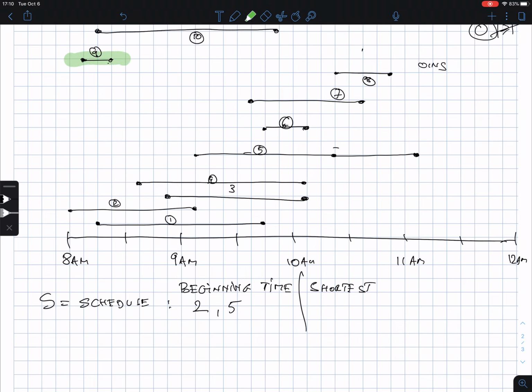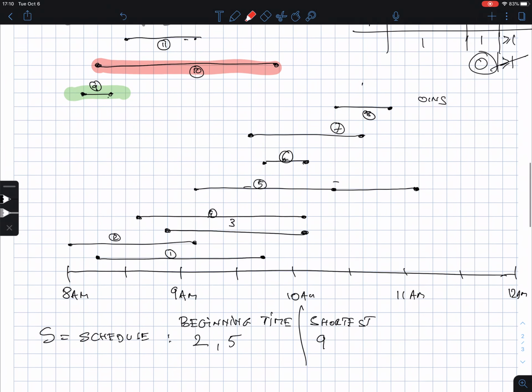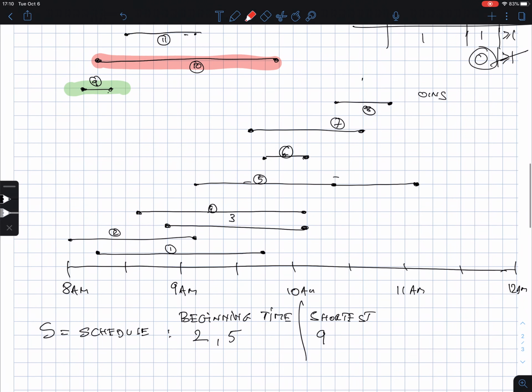So this is green. 9 is the shortest talk. And red will be now those that are no longer compatible with it. Okay? So let's see what I have to rule out. Well, I have to rule out 10, no longer compatible. 11 is still. 2 is no longer compatible. 1 is no longer compatible. That seems to be it.